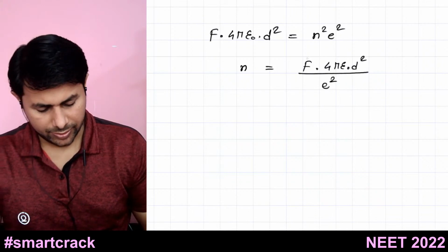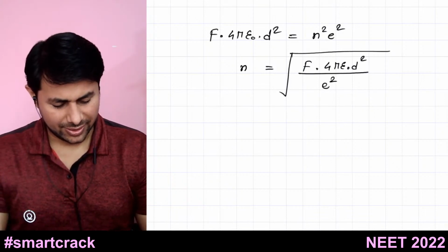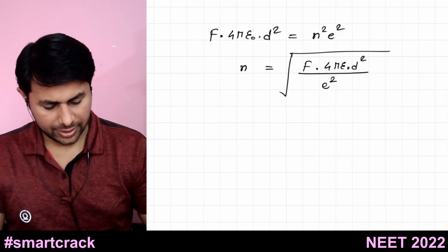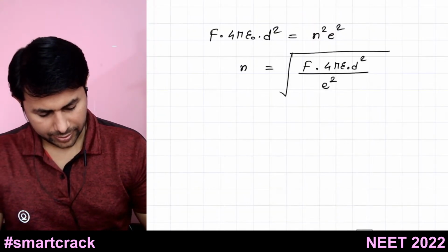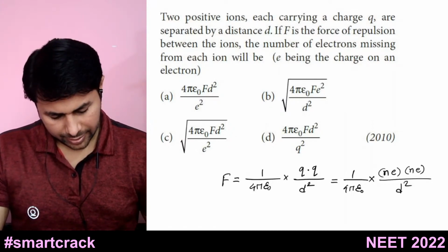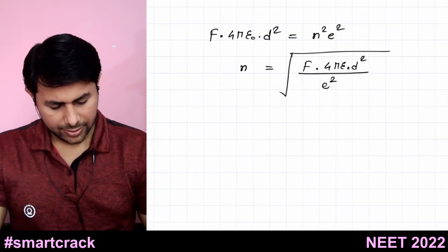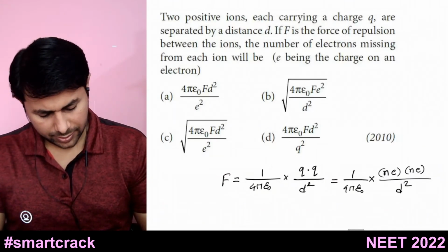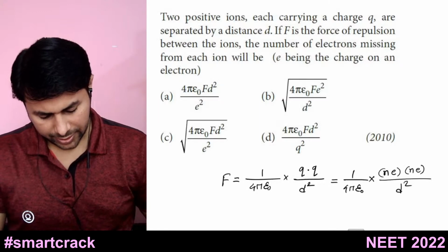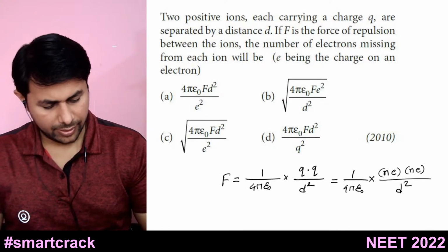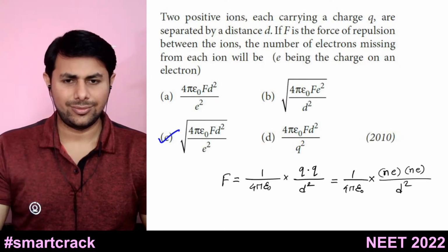And you want the square root of that. So let's remove the square and put a square root on the other side. So it is F into 4 pi epsilon naught d square upon E square, and the square root of E square can be taken out. But in this option it is 4 pi epsilon naught F E square upon d square. Is this one? No, it's not this one. Here d square is in the denominator, and we have d square in the numerator. So it is option C. Option C is the answer.